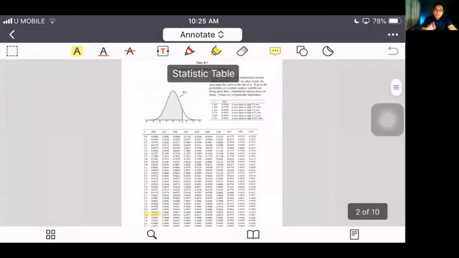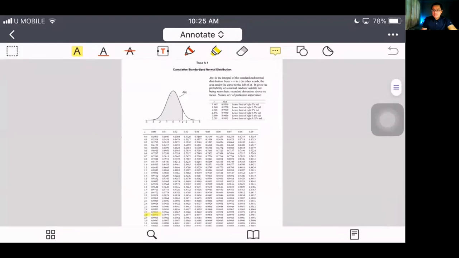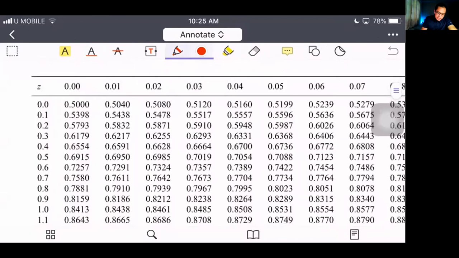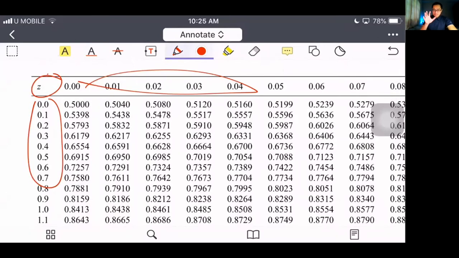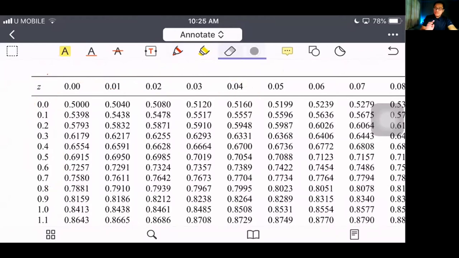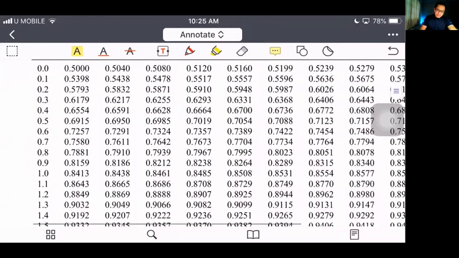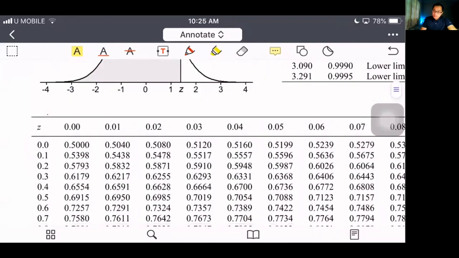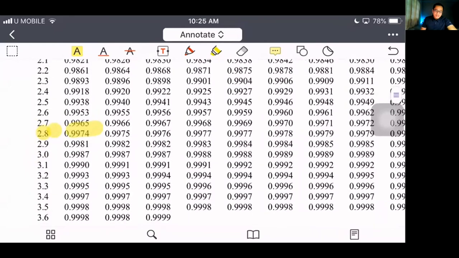Statistic table, and refer to the Z page, the Z score table. We can see here we have Z, and we have points here and points there. The first two numbers are on the column. Maybe I didn't explain this one. So it was 2.8. Scroll down and you have 2.8 there. Since it's just 2.80, the next column should be 0, 2.80. And there you see 2.8 is 0.997.